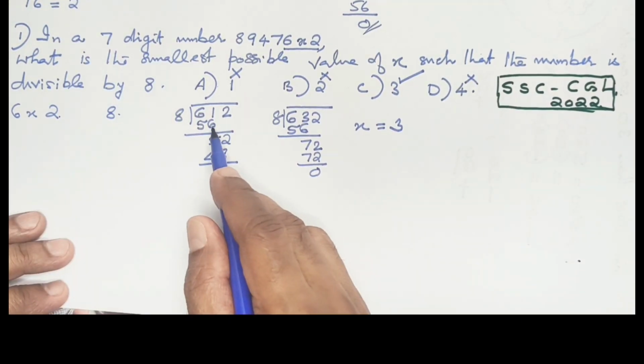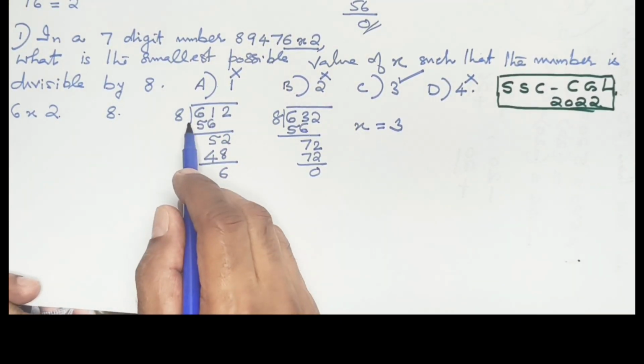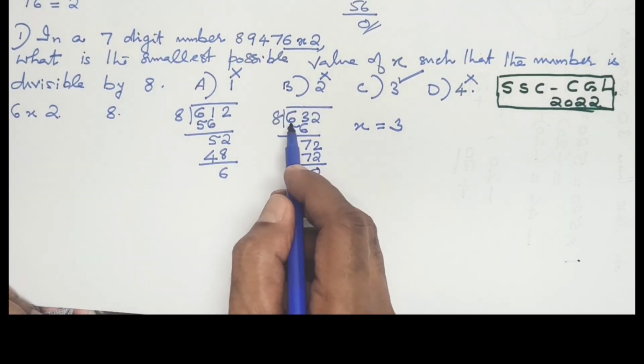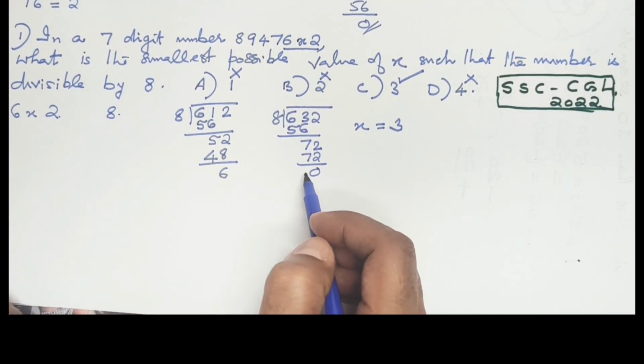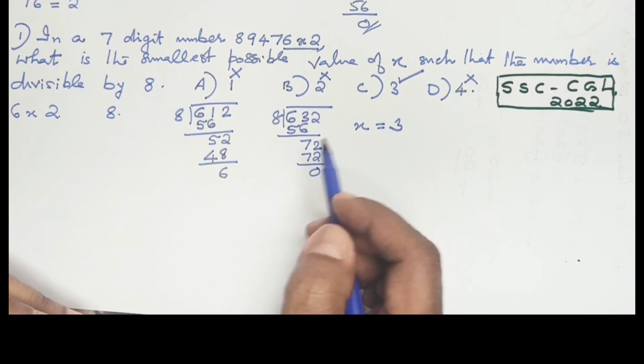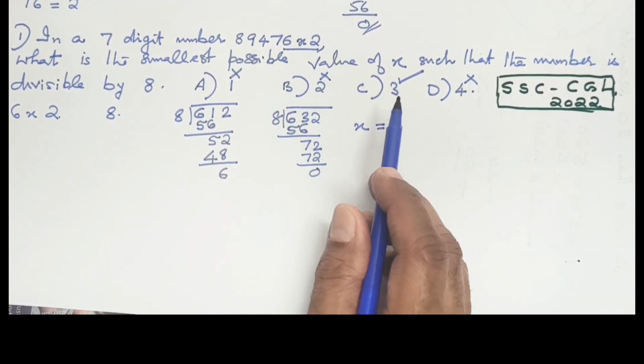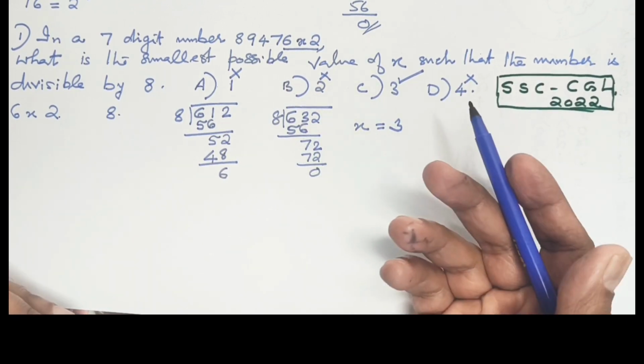If you find anything a bit confusing here, what you can do is write 612. You will see that not being divisible. Then you try 622. Go like this. Again, not being divisible. And when you go to 632, you will find that to be divisible by 8. So there you can use the trials. That's another way.